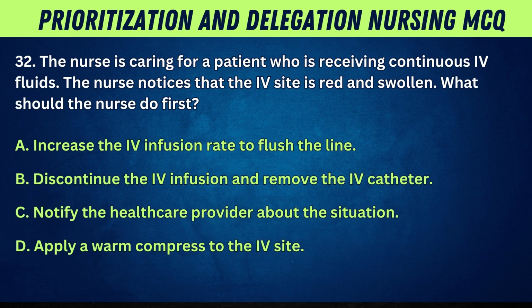32. The nurse is caring for a patient who is receiving continuous fluids. The nurse notices that the site is red and swollen. What should the nurse do first? A. Increase the infusion rate to flush the line. B. Discontinue the infusion and remove the catheter. C. Notify the healthcare provider about the situation. D. Apply a warm compress to the affected site.